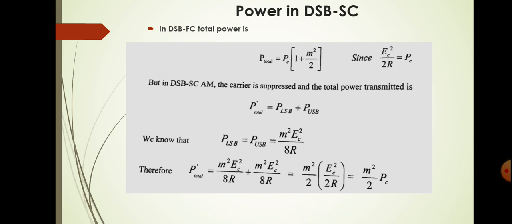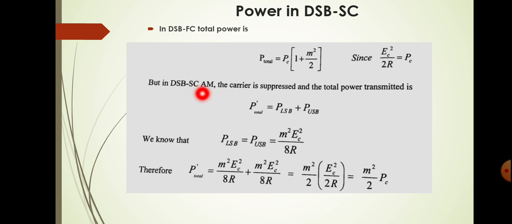Next we can find the power in the DSB-SC signal. Before that we have the DSBFC, that is a double sideband full carrier system, which has a power that we have derived in the previous session. That is P total will be equal to carrier power into 1 plus m square by 2, where carrier power PC equal to EC square by 2R.